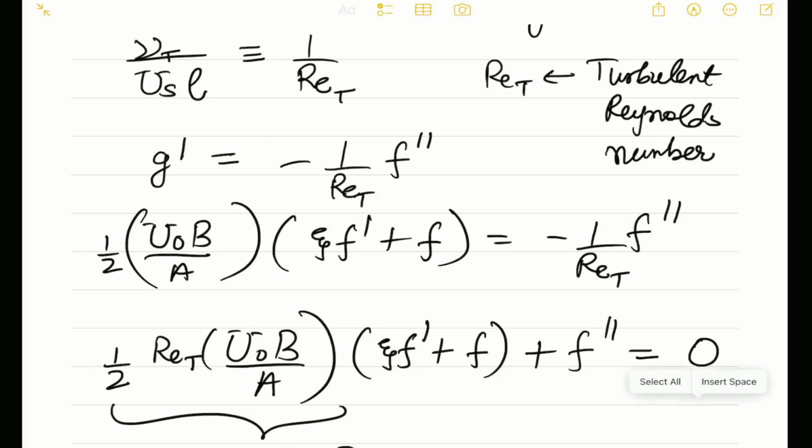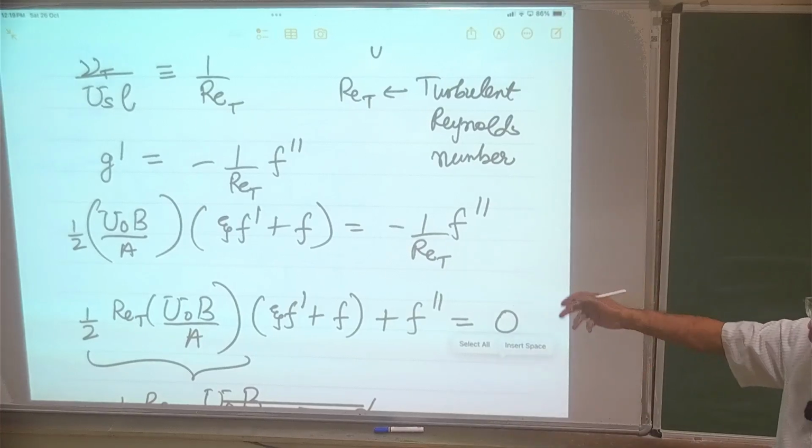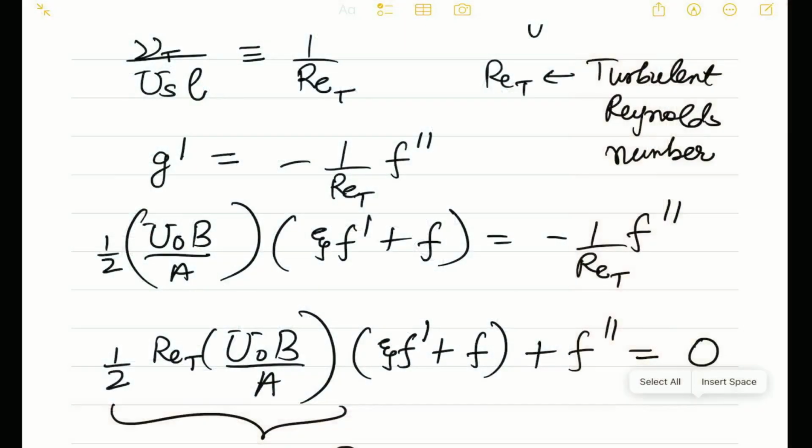So now I wrote the solution of this, and I was not able to give you how it came. And that's what I'm going to do today. So this was till the last lecture. Now I'm continuing in today's lecture. Let me see.